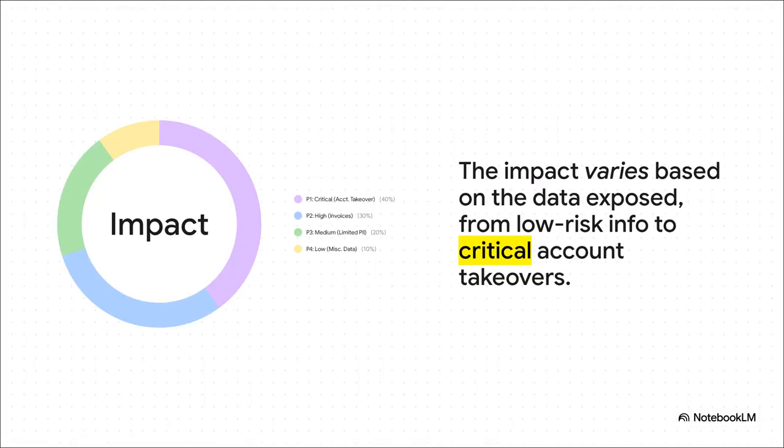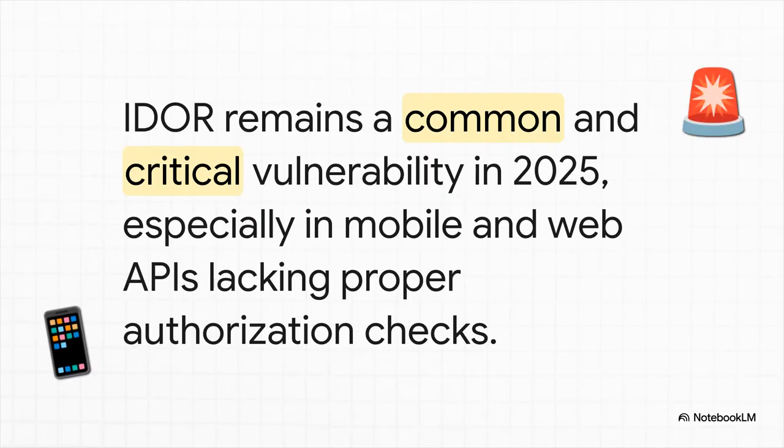Not all IDORs are created equal, right? A bug that leaks your credit card details, that's a P1, a critical emergency. But even one that just exposes your home address or your purchase history is a really serious violation of your privacy. And don't make the mistake of thinking this is some old, forgotten issue. With all of our apps and services relying on APIs now, just like that banking app, these basic authorization mistakes are still one of the biggest threats out there today.